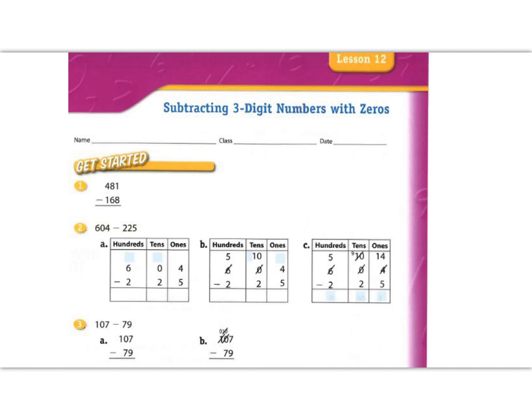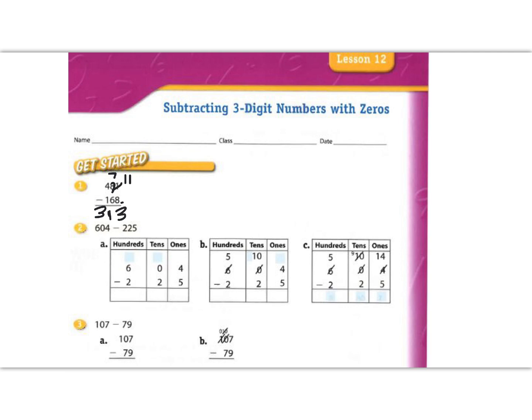So 481 minus 168. Well, there's more on the floor down there, so we have to take from here, make the 8 into a 7. We borrowed one of the 10s, add the 10 here. 11 minus 8 now is 3. 7 minus 6 is 1. 4 minus 1 is 3.